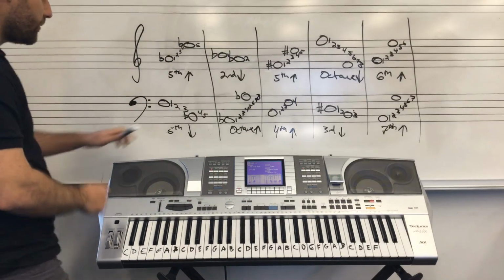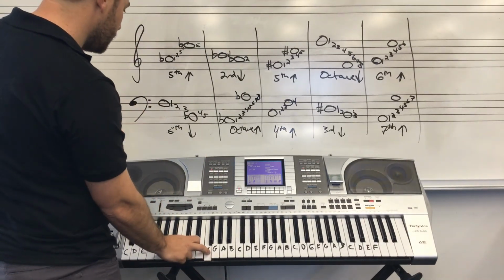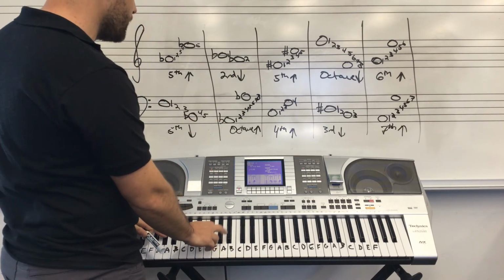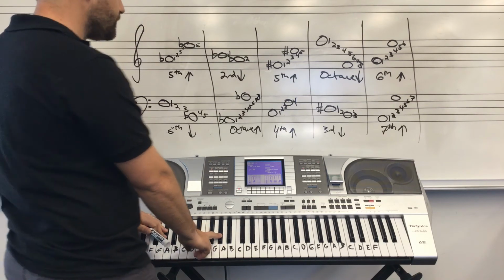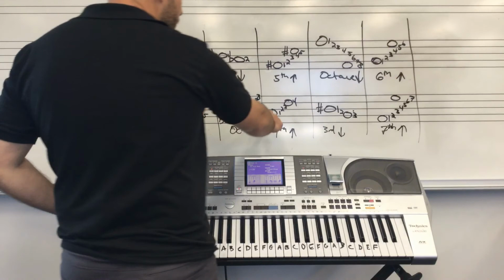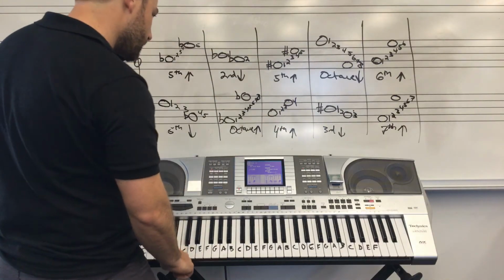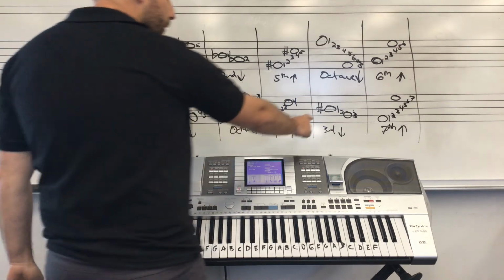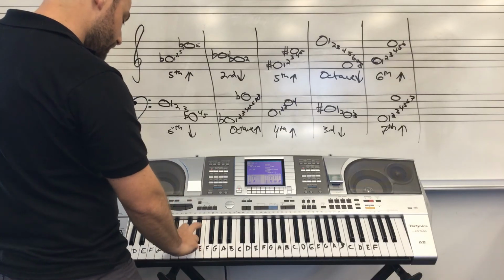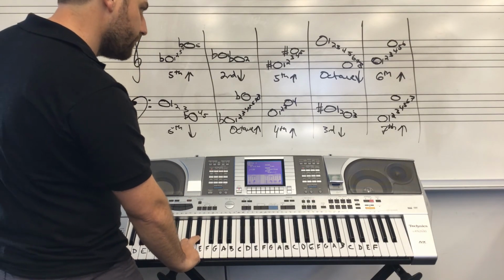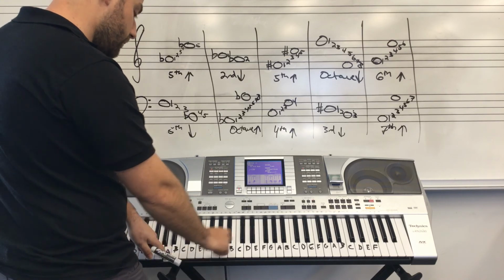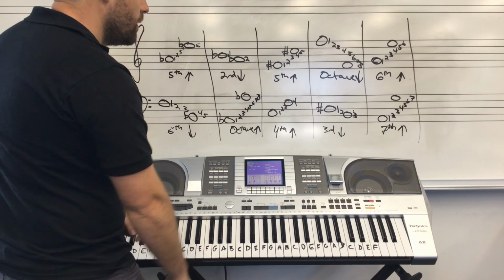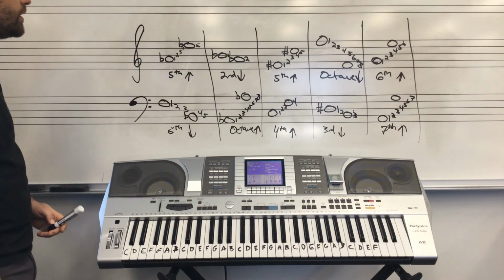Let's hear these. So at the fifth down, we're going from an F to a B flat. There's a fifth. An octave, we're going from a low A flat to a high A flat. That's an octave. And then we're going to go from this C up to an F. That is a fourth. And then we're going to go from a D sharp to a B. That's a third. And then we're going to go from an A to a G. That's a seventh. Okay? And that's our second level of intervals.